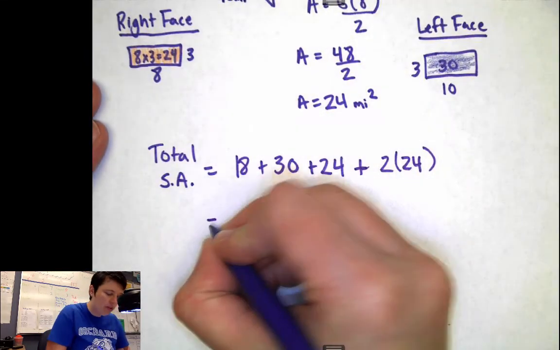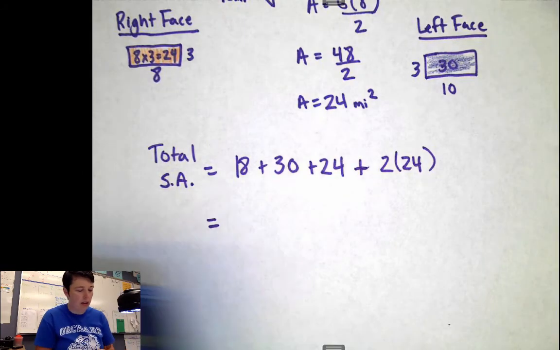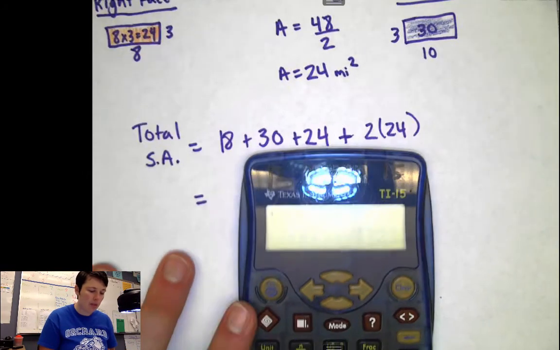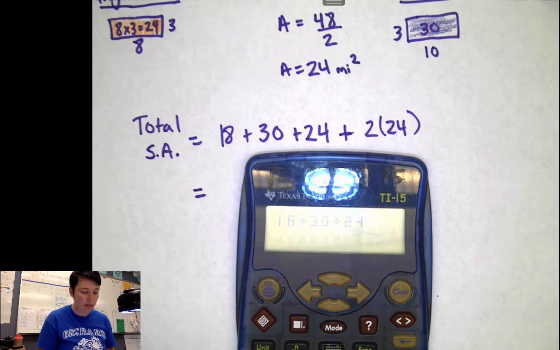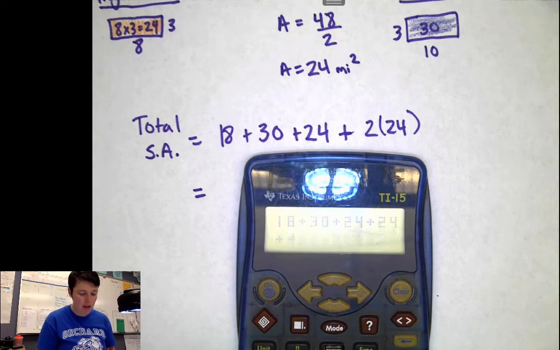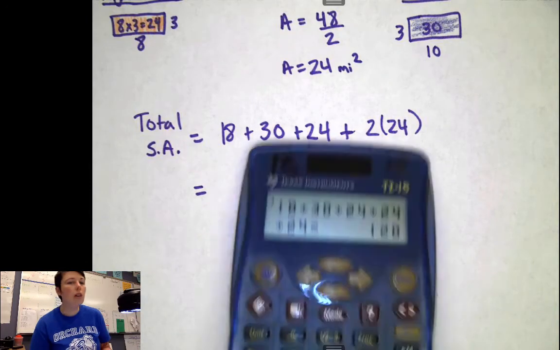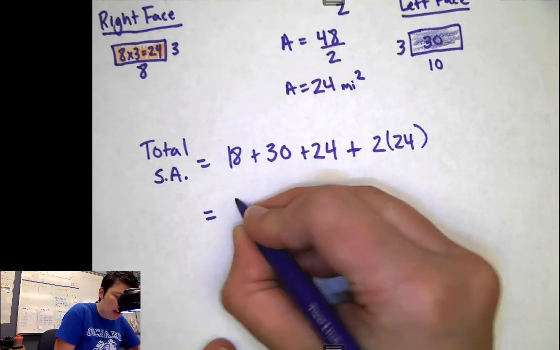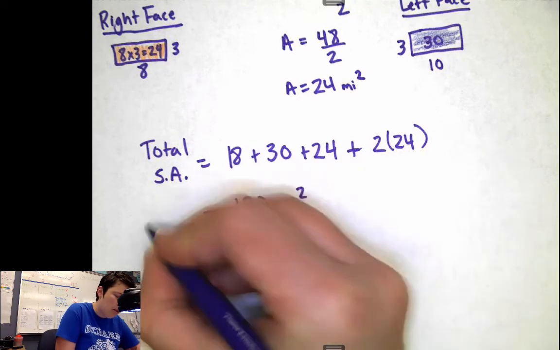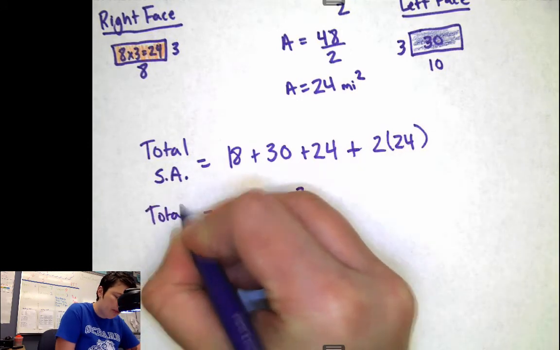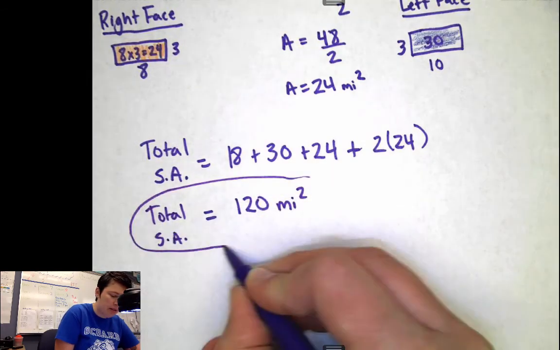So total surface area equals 18, we'll just put this in. This can be kind of quick. 18 plus 30 plus 24 plus 2 more 24s adds up to a grand total of 120. So our total surface area is 120, and we're going to say square miles, miles squared. I'm going to write over here total surface area, and that is our answer that I'm going to circle.